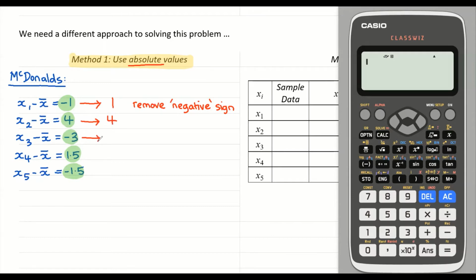Okay, the absolute value of -3 is 3. And absolute value of 1.5 is just 1.5. And we ignore the negative sign again. Now, the way we denote this is quite interesting.